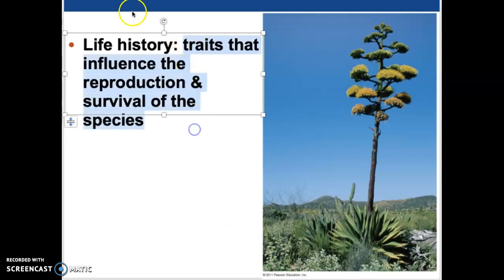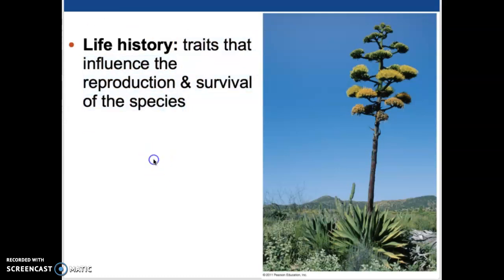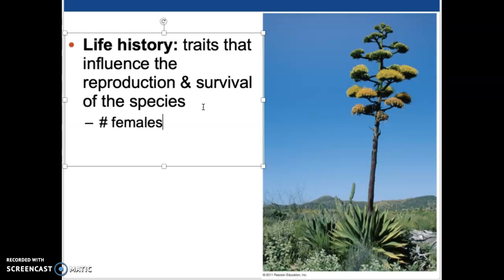All right, so the life history is characterized as the traits that influence the reproduction and survival of your species. So let's start expanding this out. What will influence the reproduction of my species? Start with how many females are in your population? What are the age groups of your population?